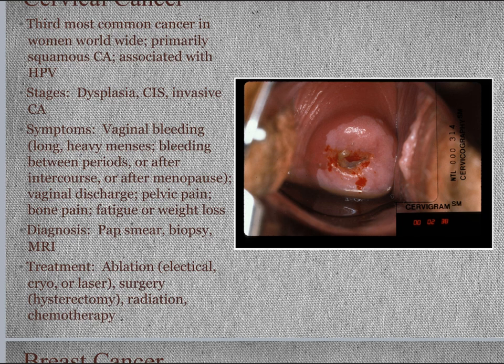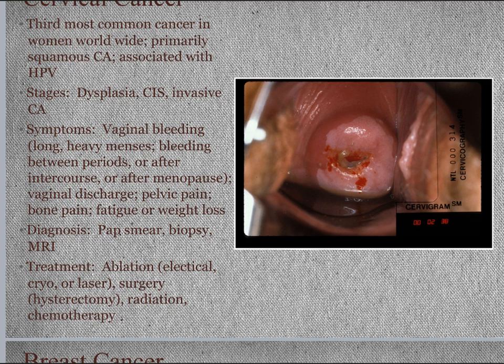Cervical cancer is another disease of the female reproductive system that we have to look at. It is the third most common cancer in women worldwide, primarily squamous carcinomas associated with HPV. We have different stages: dysplasia, CIS, and invasive carcinomas. We have symptoms: vaginal bleeding, long heavy menses, bleeding between periods, or bleeding after intercourse, or even after menopause. We get vaginal discharge, pelvic pain, bone pain, fatigue, or weight loss.